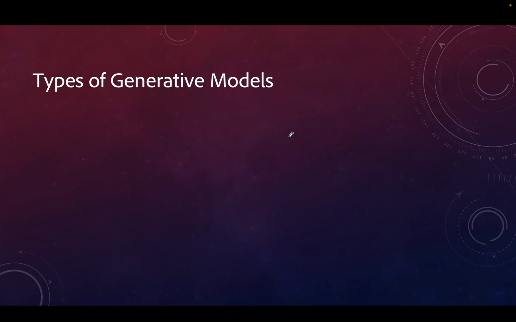Now, what are the types of generative models? There are many types, but there are two main types that we will focus on. And these two types, which have revolutionized the field in recent years, are transformers and diffusion models. Transformers are great for tasks like text generation, while diffusion models excel at generating high quality images. Both have unique strengths and are used in various applications.